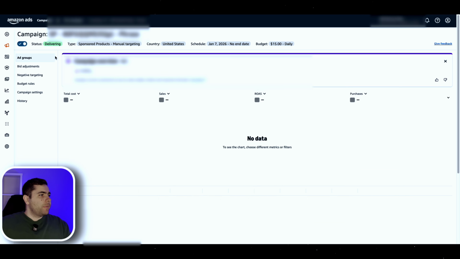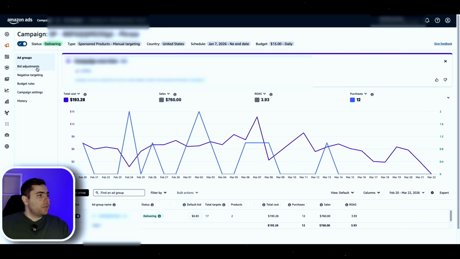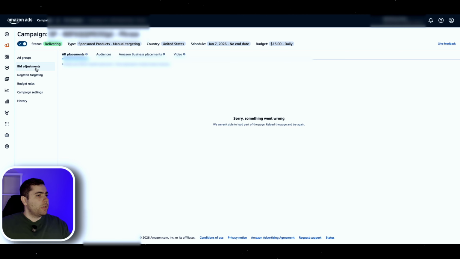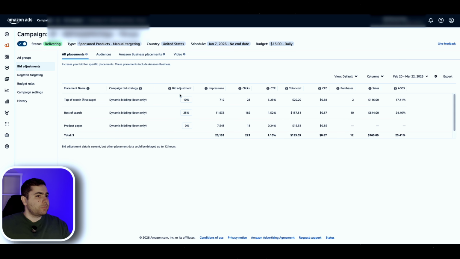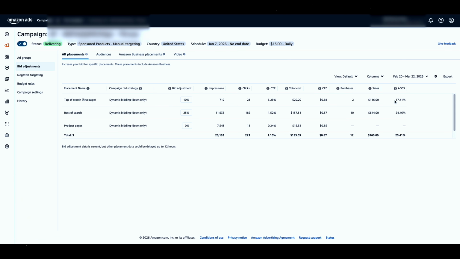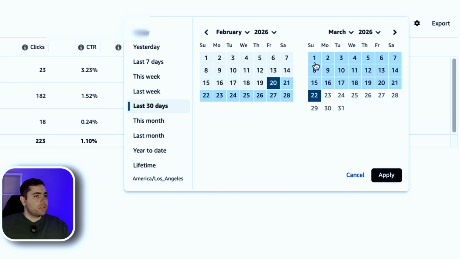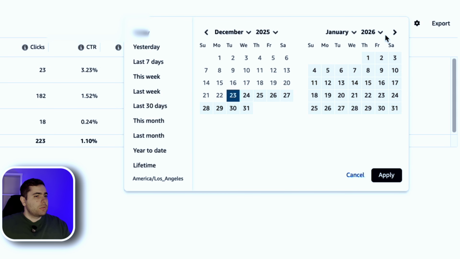So basically, the first thing we want to look at is here the bid adjustment tab. We got here. Okay. Now we can see how the placements are performing. So in this case, the rest of the search placement has 24% ACOS and top of the search has 17.4% ACOS. Let's look the last 3 months.